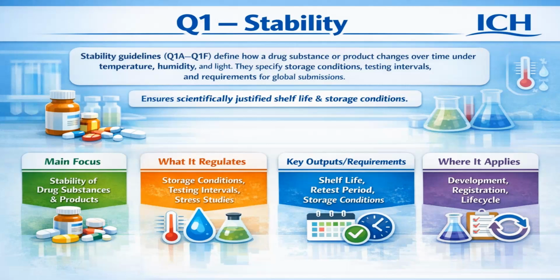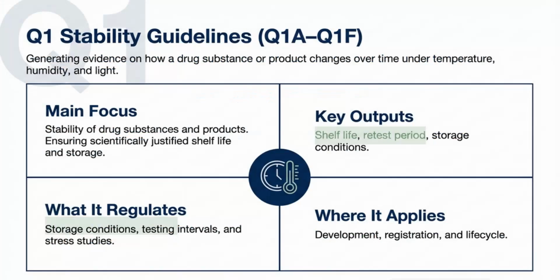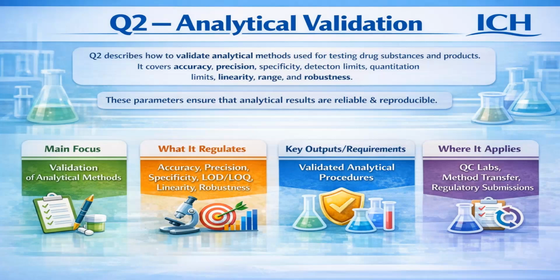Main focus: stability of drug substances and products. What it regulates: storage conditions, testing intervals, stress studies. Key outputs and requirements: shelf life, retest period, storage conditions. Where it applies: development, registration, life cycle.